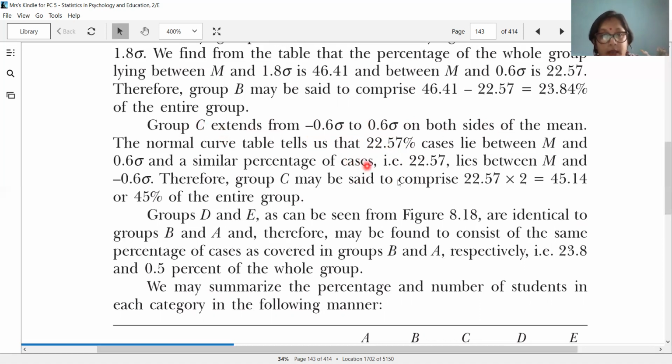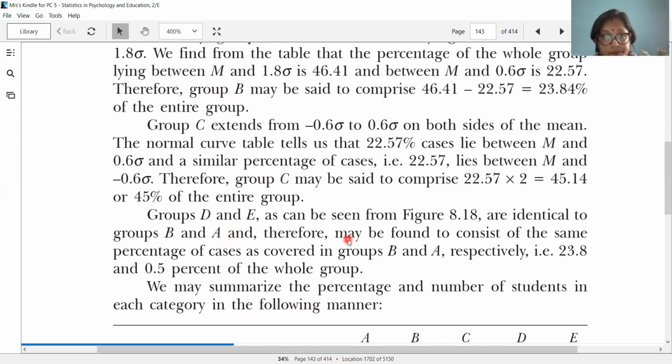Okay, so what we need to do here is multiply 22.57 by 2, and we get 45.14, or 45%, comprising area or group C. Similarly, we can find out the areas for groups D and E, which, as I showed you in the figure, are identical to groups B and A.